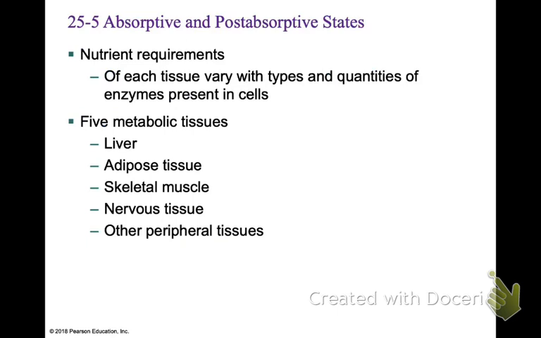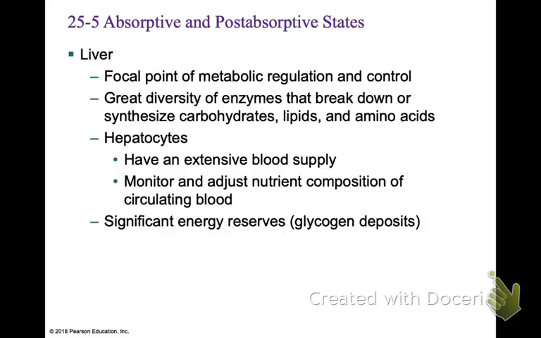Okay, finally we get to the metabolic states, the absorptive and post-absorptive states. And we're going to put together everything we've learned about metabolism so far as we go through these states. So the tissues we're going to be talking about: liver, adipose, skeletal muscle, nerve tissue, and then everybody else.